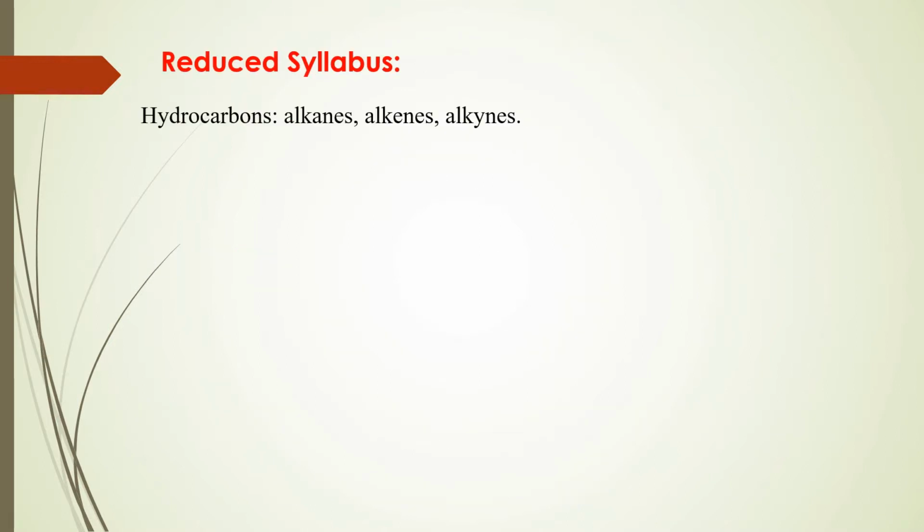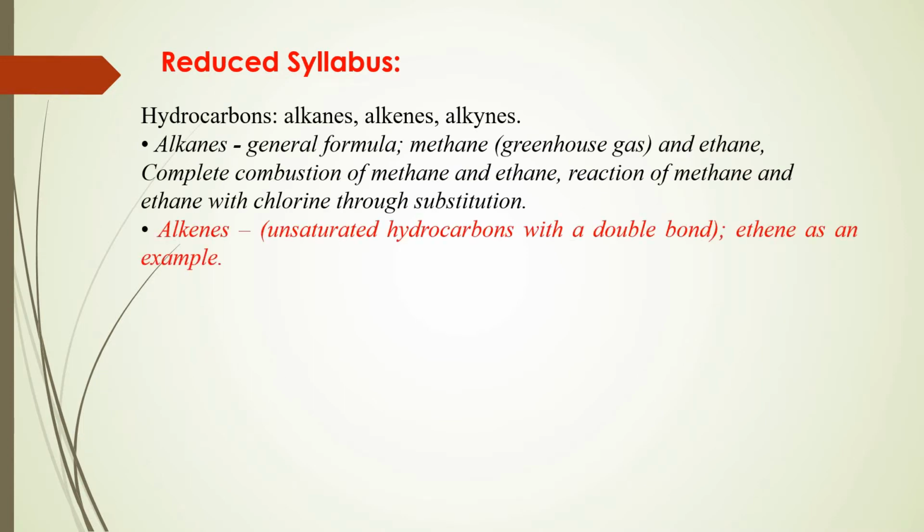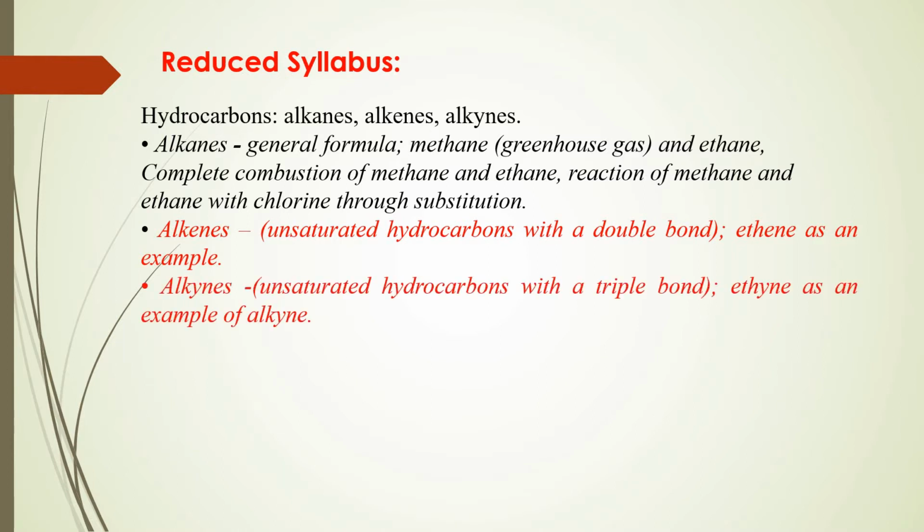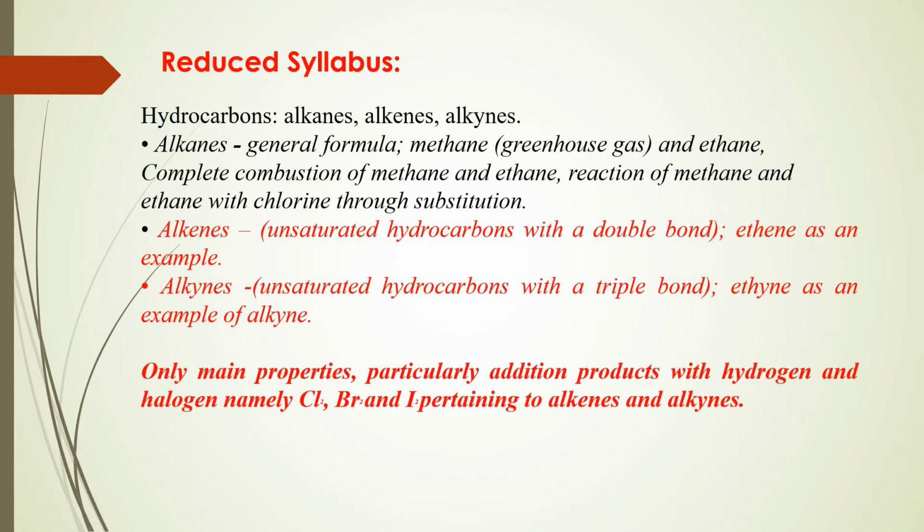Now let us again check our reduced syllabus. Today we are going to study about alkenes, double bonded hydrocarbons, and alkynes, triple bonded hydrocarbons, and we will see their main properties, particularly addition products with hydrogen, which is also called hydrogenation, and halogens, namely chlorine, bromine and iodine. This particular reaction is called halogenation. Addition of hydrogen is called hydrogenation, and the addition of halogens is called halogenation.